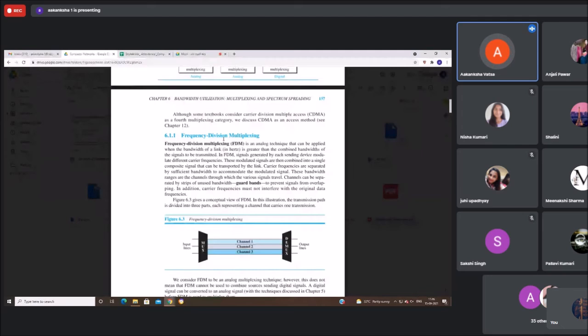तो मेरा जो कैरियर फ्रीक्वेंसी है वो हायर फ्रीक्वेंसी रेंज है, which is not my normal range on which I am transmitting the data. But my data transmission, which is my analog signal, is in the range of 4 kilohertz. That is audible human range.